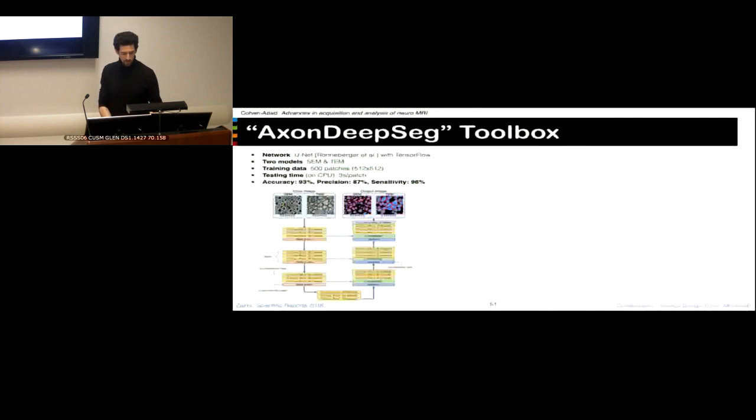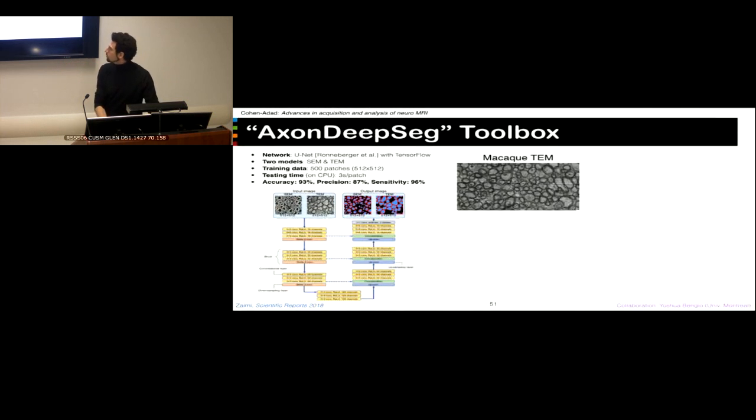Again, machine learning can come to the rescue. So we developed a tool that is open source. So you can try it if you have some histology work to do. We trained 2 different models, one for SEM, another one for TEM, because the image features were drastically different. I'm just going to show you some results in different organs and resolutions and species.